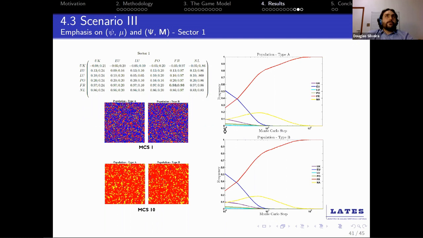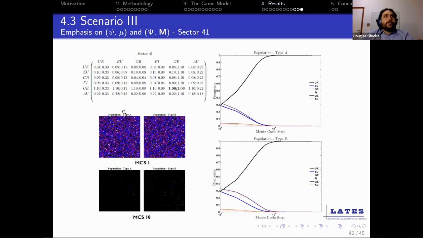And for sector 41, we do the same procedure, but as we are in the financial sector, with the information that we got from this World Input-Output database, we see that firms might choose between all these strategies here. We have Germany, Finland, and Austria. And here we see that firms will decide to split the market region in Germany, okay? So that's the result for scenario 3.